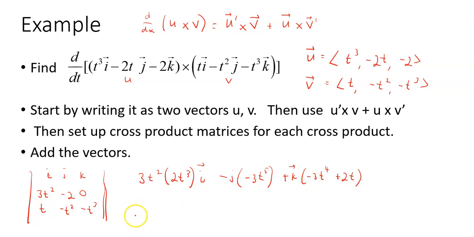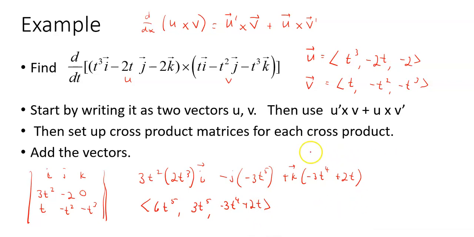All right, so the first part comes out to be, if I write it in vector form, 6t to the 5th, 3t to the 5th, and then the third component is just going to be negative 3t to the 4th plus 2t. All right, then you can take it from here.